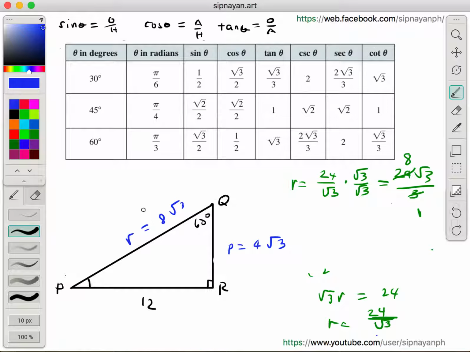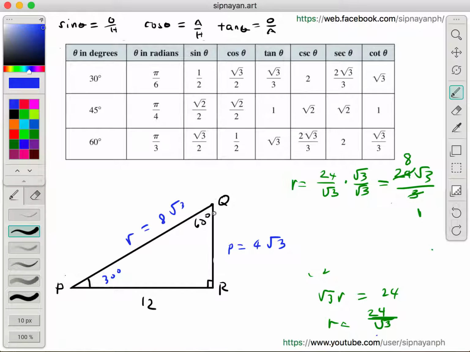So, syempre, kung gusto nyo kunin yung isang angle, this is just a 30-60. Therefore, this is a 30 degree triangle. Kasi, the sum of the interior angles of the triangle is 180. So, alam na natin na 90 to. So, pag 60 to, automatic 30 na yan.